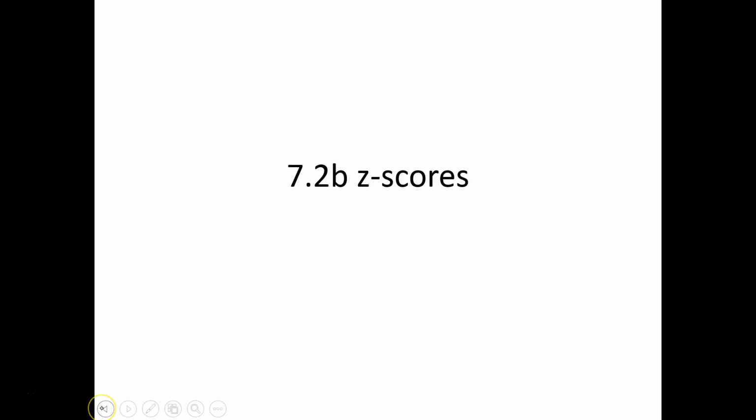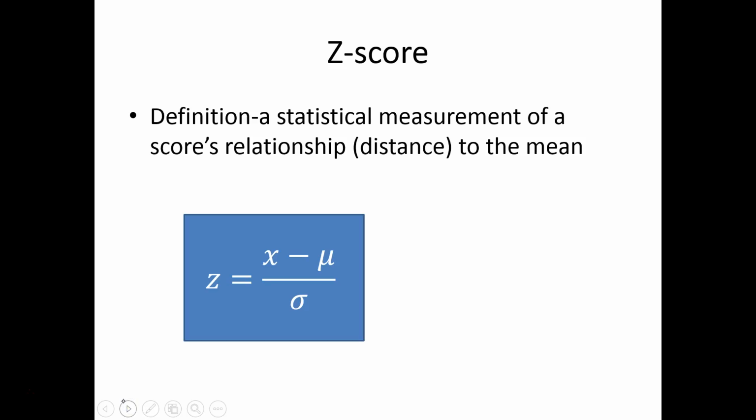All right, let's try something new. So 7.2b is called z-scores. We actually have seen z-scores already this year, back in chapter 3, I think it was. But today we're going to talk about changing z-scores into finding these areas under density curves, or specifically under normal curves. So let's take a look. First of all, we define z-score. You'll want this in your notes.